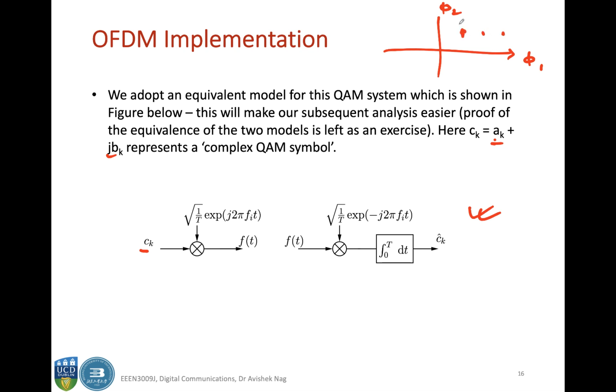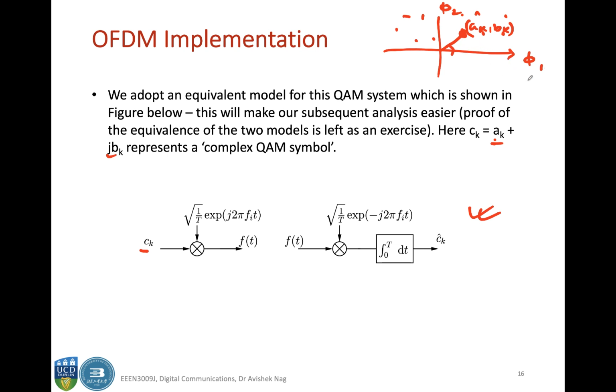Let's say there are other signals here, but I'm considering only one signal. If this is AK and BK, then the distance from the origin gives you the energy, and basically the amplitude of this signal, and the angle it makes with the positive direction of the phi 1 axis is the phase.